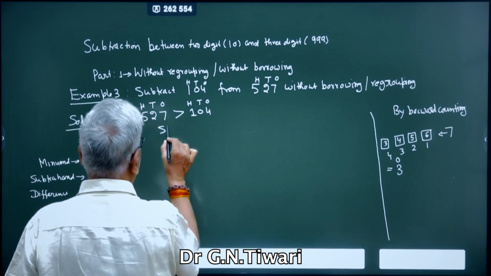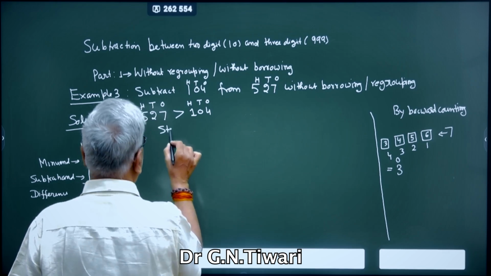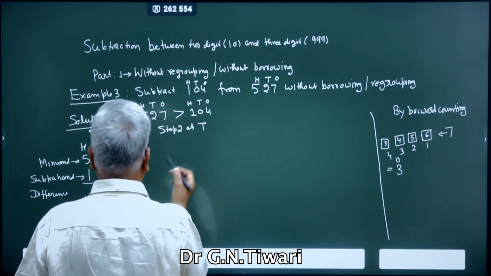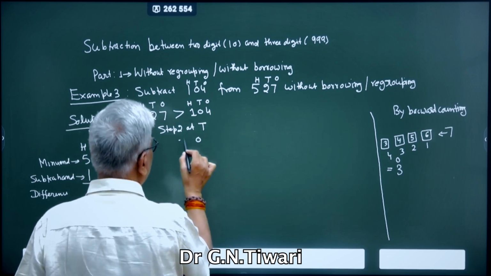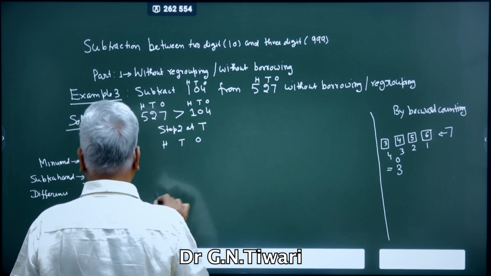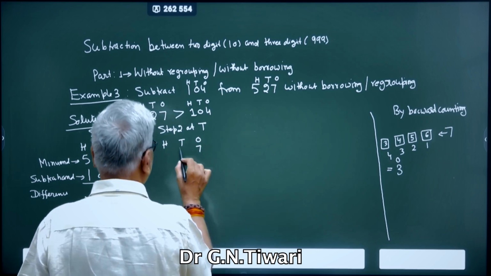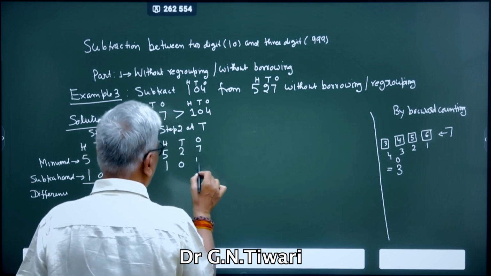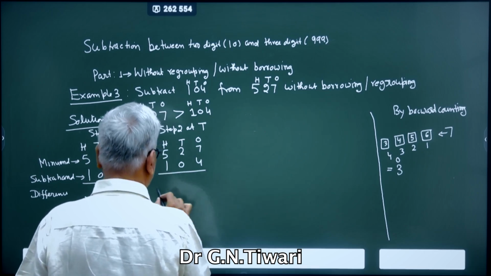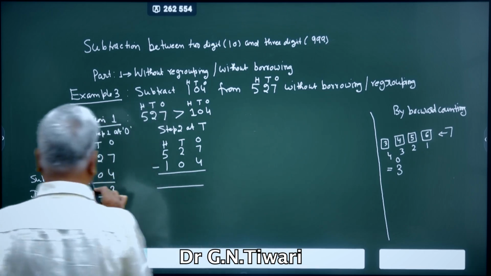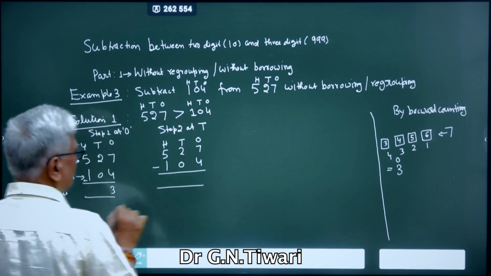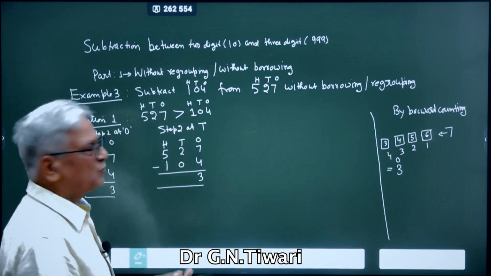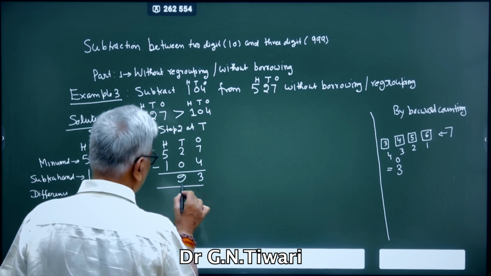Step 2. At T, again write O T H. 7, 2, 5. 1, 0, 4. Minus, don't miss minus. Here I have got 3. Very easily, if you subtract 0 from 2, result will be 2.